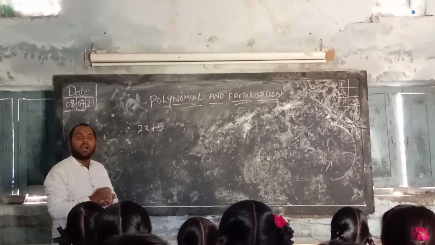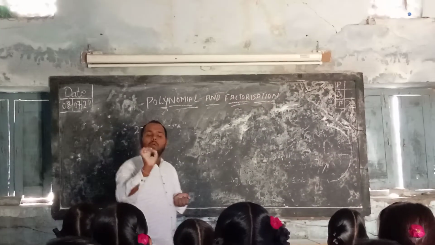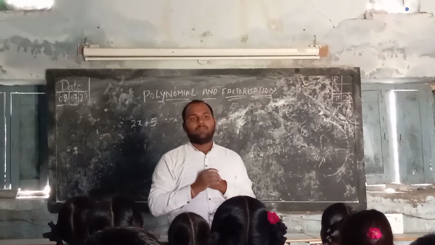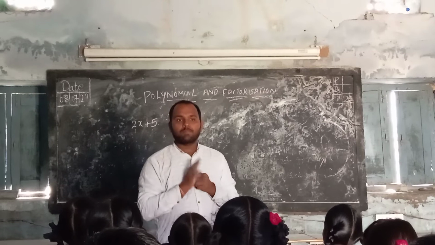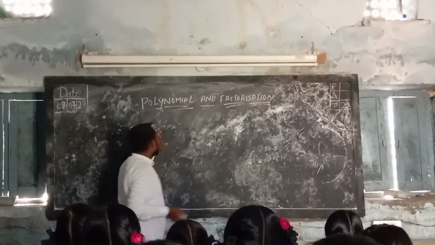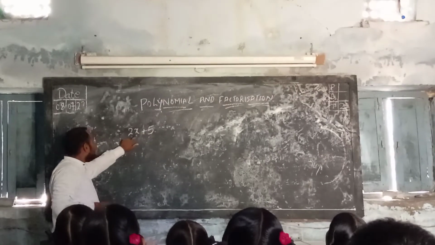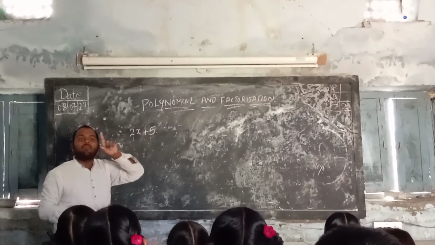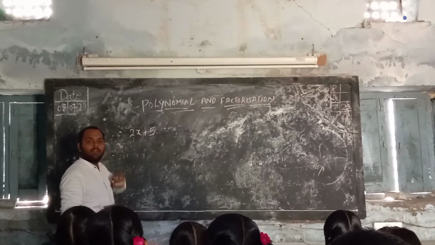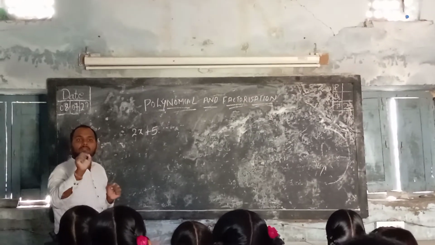Is it 5? No. The degree of a polynomial is always taken on the highest powers, for variables only. Here nothing is written on x. So what is the degree of this polynomial? 1. If nothing is written, the power is 1. So the degree is 1.